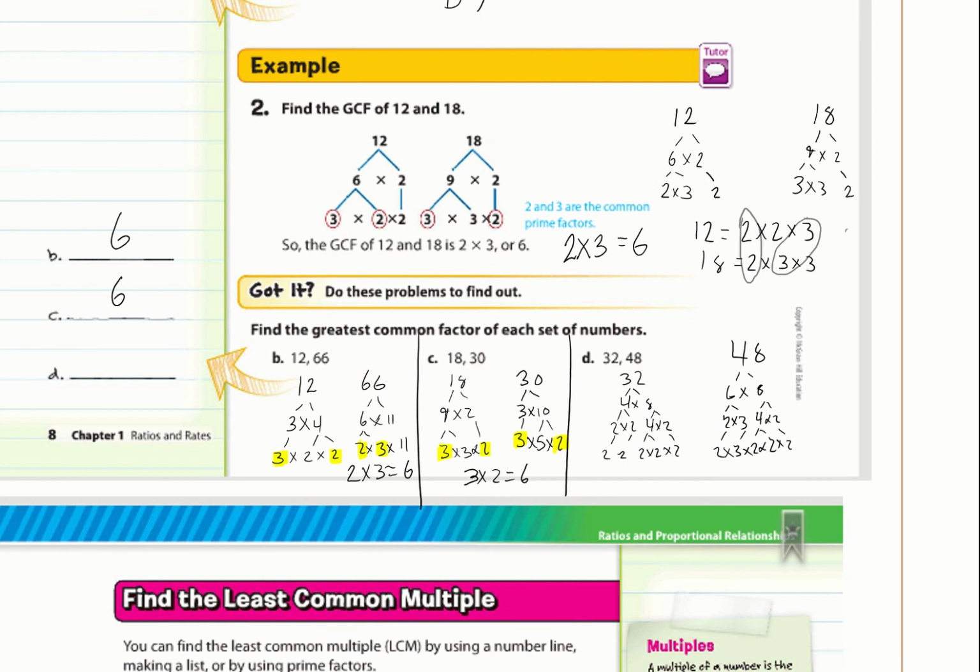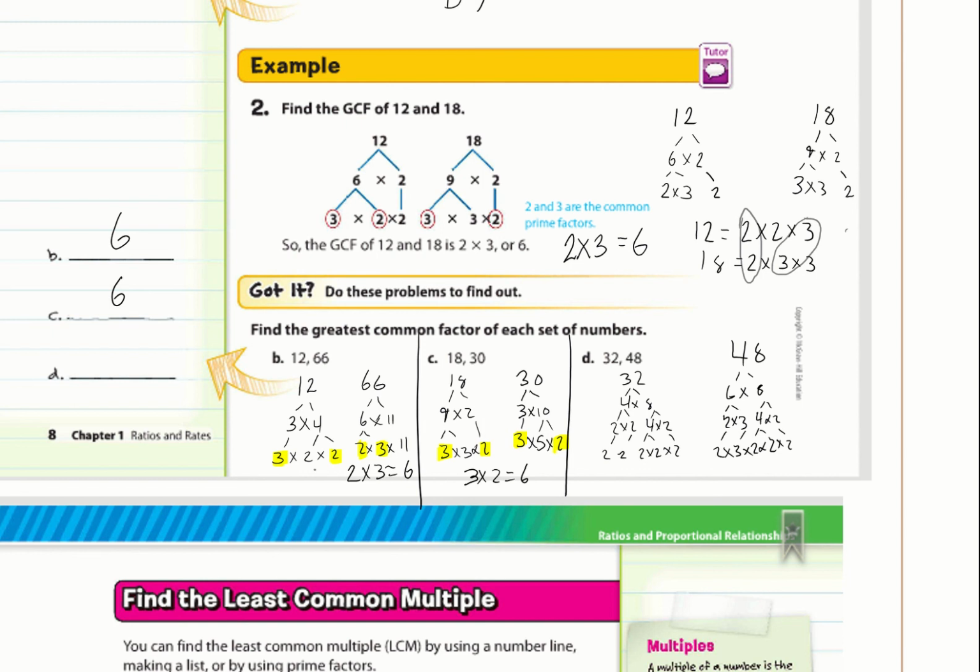So I have the answers for B and C. I'm going to go over D with you guys. So here's my prime factorization of 12: 3 times 2 times 2, all prime numbers. 66: 2 times 3 times 11. So my common factors, I can pair up these 2's and I can pair up the 3's. So I have 2 times 3 equals 6.